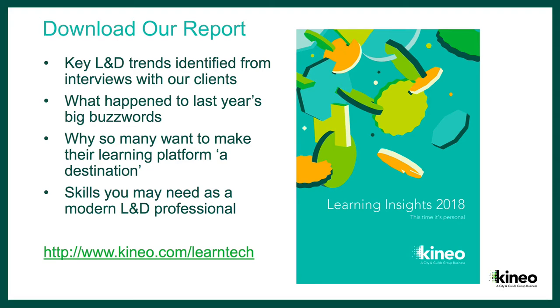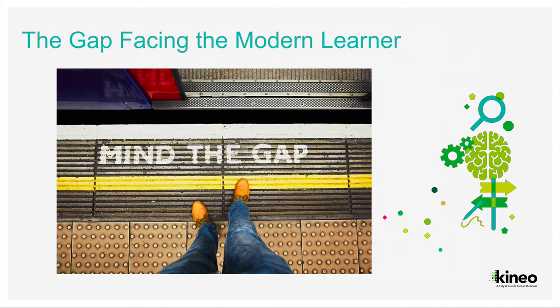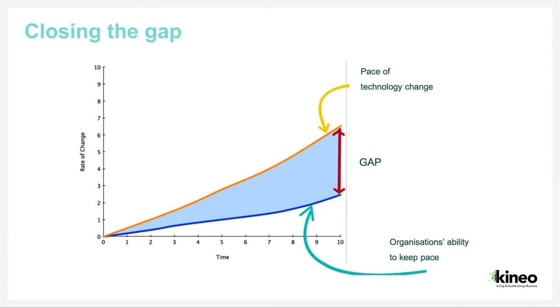It's a 49-page PDF that represents the research that we did into the types of learning that are most effective now. What learners are saying that they want. What L&D managers are facing as challenges. We examine these year to year because we mind the gap. There's this gap between the pace that technology changes and the ability of an organization to keep pace with that change. This gap is where we focus our attention. The services that Kineo provides shorten that gap.